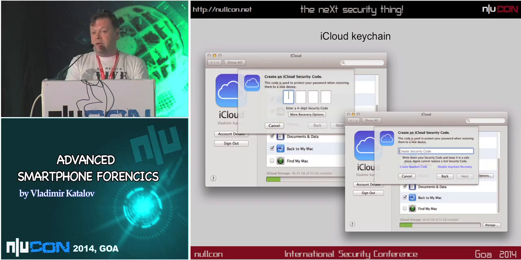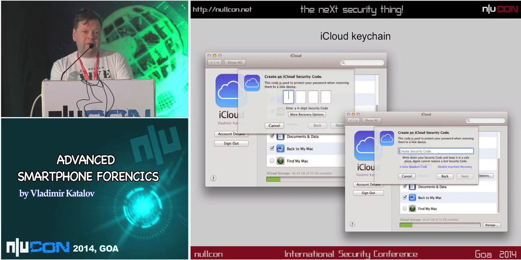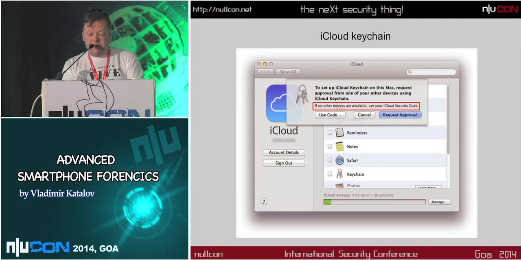So without the security code, your system is safer. But think about that: what is going to happen if you lose your trusted device, for example, your main iPhone? You will lose your iCloud keychain completely. So we assume that most people are still using the security code to be able to retrieve their keychain, even if their main trusted device is lost.